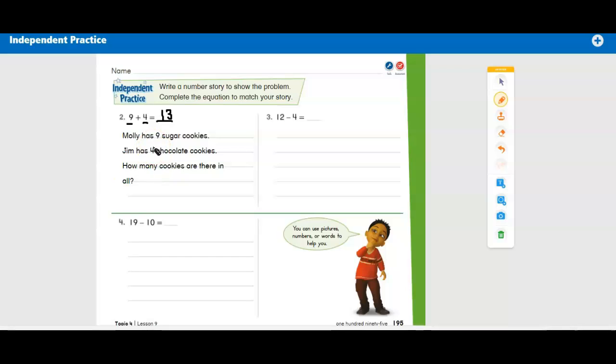Now I know some of us might need some help spelling some of these problems, and that is okay. I'm not looking for how well you spelled your problems. Yes, it's important, but our skill that we are wanting to focus on is that you are able to use the equation correctly and write it in a problem. So our example here of Molly has 9 sugar cookies, Jim has 4 chocolate cookies. You can write about any sentence that you want.